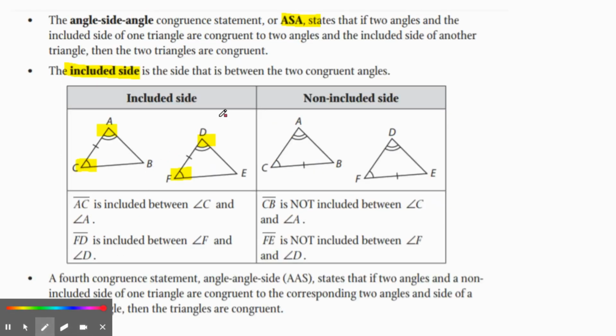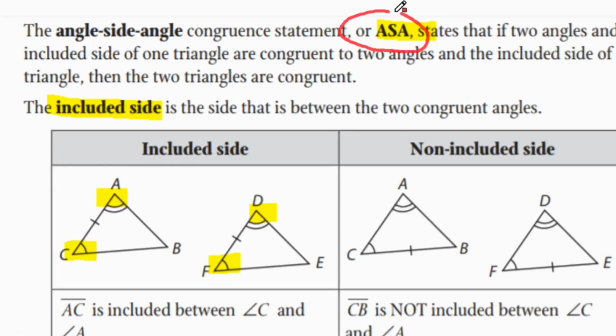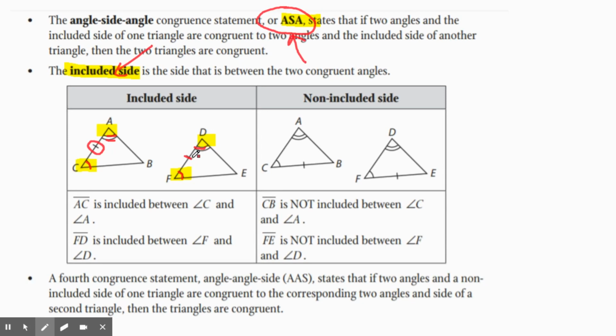So another way you can prove 2 triangles are congruent is called angle side angle. Now notice how the side is in between 2 angles, so we'll call that the included side. So notice we have angle C, we have angle A, and then side AC is in between the 2. It's got to be in between the 2 corresponding angles. You have F and D, and then DF is included in between the 2 angles.